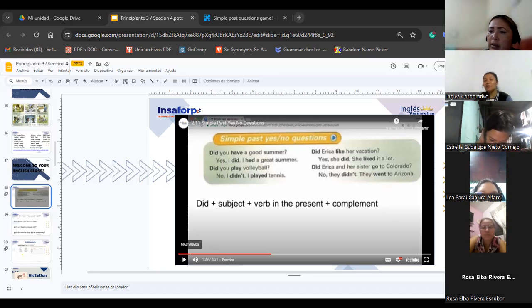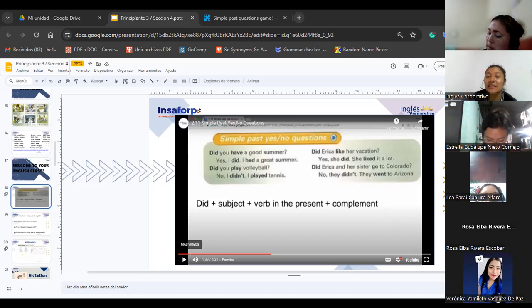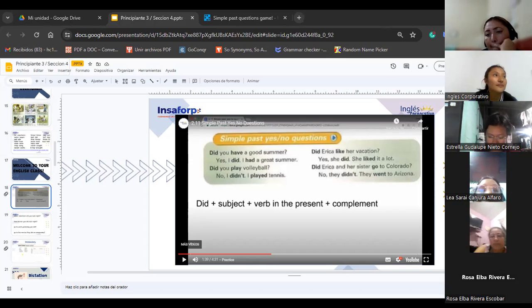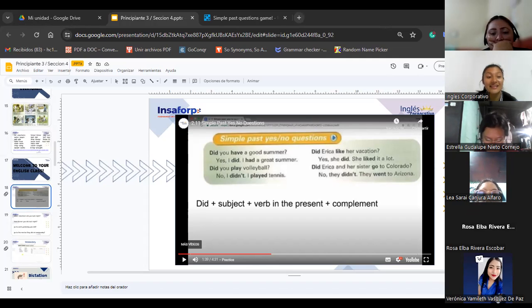Let's remember that in this case the verb has to be in the present. What is the present of brought, Veronica? Do you remember? Bring, exactly. Bring. So how would the sentence be? Did Guillermo bring a cake? Did, okay? One more time, please. Did Guillermo bring a cake? Excellent. Good pronunciation and good intonation. Thank you so much. Okay, great.